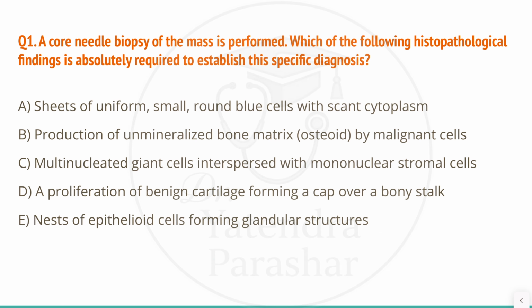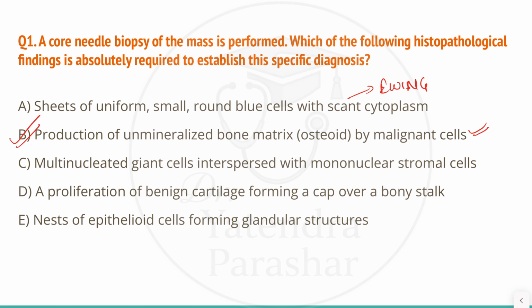Now come to the questions. A core needle biopsy of the mass is performed. Which of the following histopathological findings is absolutely required to establish this specific diagnosis? Option A, sheets of uniform small round blue cells with scant cytoplasm. No, this is the feature of round cell tumors like Ewing sarcoma. Option B, production of unmineralized bone matrix osteoid by the malignant cells. Yes, this is the classic feature of osteosarcoma, so option B is correct.